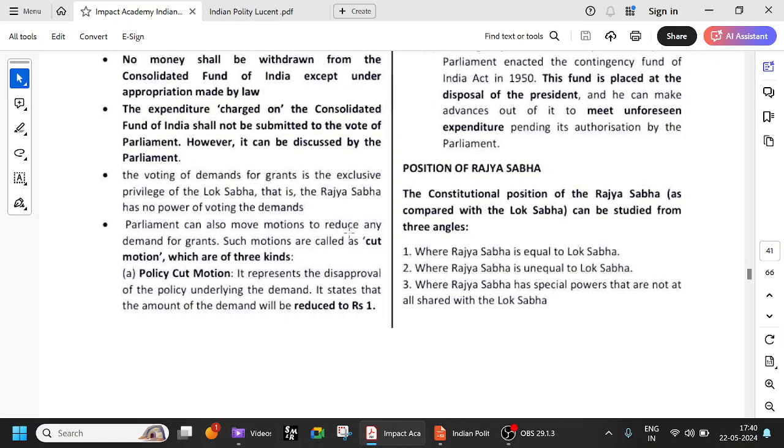Parliament can also move motions to reduce any demand for grants. Such motions are called cut motions. So, policy cut motion. It represents the disapproval of the policy underlying the demand. It states that the amount of the demand will be reduced to rupees 1.